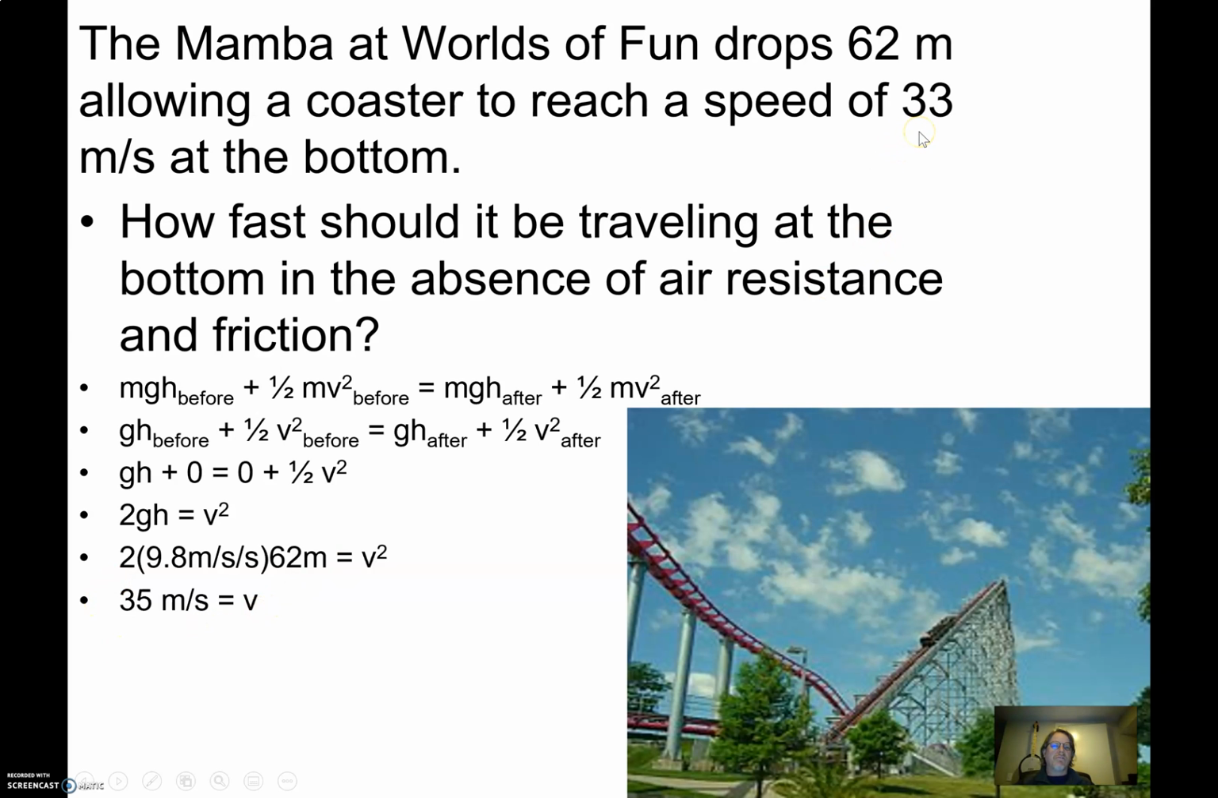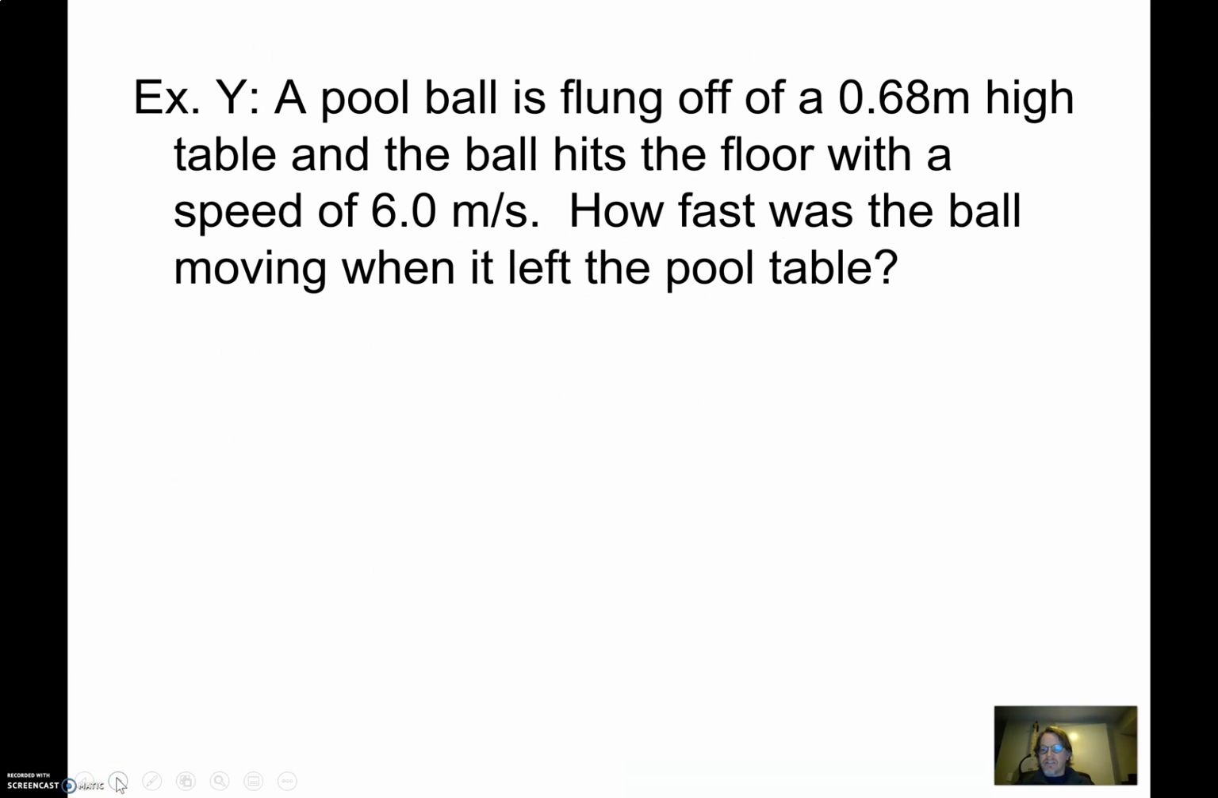Dios mio, why is it only going 33? In real life, there is friction. There is some negative work done by the air pushing backwards on the coaster, and friction pushes backwards as well. So both of those together cause it to lose 2 meters per second. And if you wanted to find that energy loss, it's pretty easy. All you do is find the kinetic energy difference. So to find the kinetic energy difference between going 35 and 33, that's the negative work done, or the energy lost due to friction.